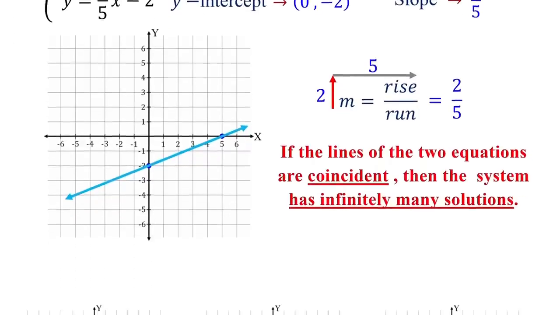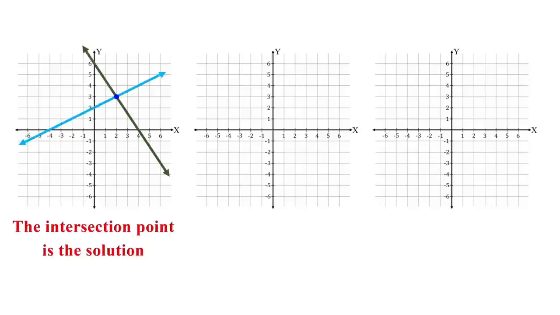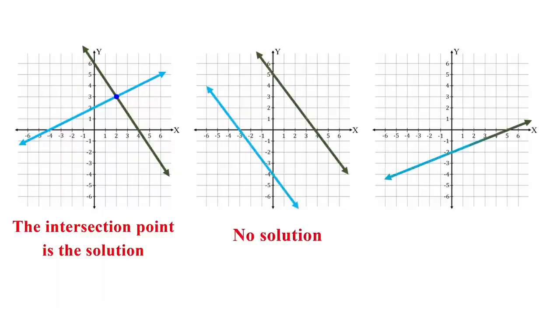In conclusion, when solving a system of equations graphically, first graph each equation on the same coordinate plane. If the lines intersect, the point of intersection is a solution to the system of equations. If they are parallel, the system has no solution. If they are coincident, the system has infinitely many solutions.